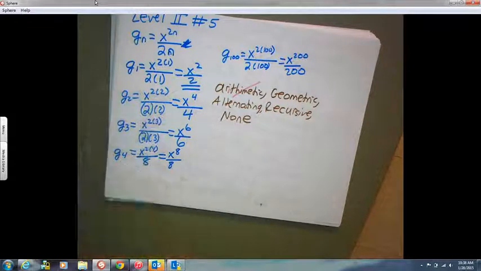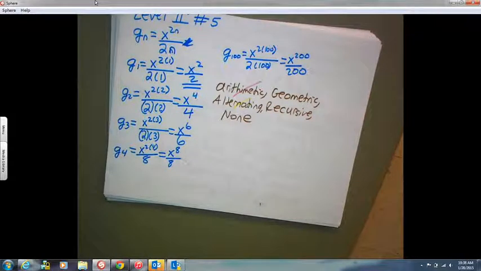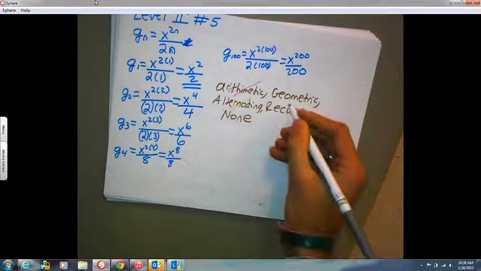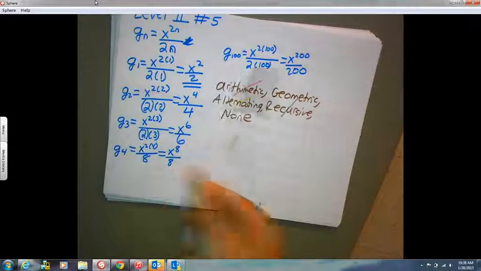George, what else has to be wrong? Alternating. Why? Because you're not switching from negative to positive. Great. What else has to be wrong, Brianna? Why? Yeah, I mean, like, we got g100, we didn't need g99. So the question is, is this geometric or none? Somebody defend why they picked what they picked.